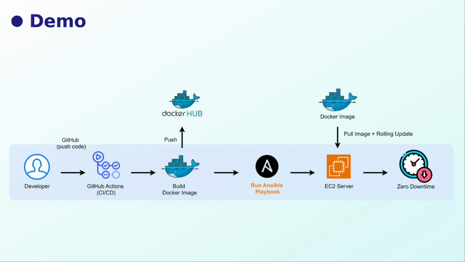While deployment is running, the old version is still serving users. The new version is deployed in parallel. After a few seconds, traffic is switched to the new version. Users do not experience any interruption. This proves the system achieves zero downtime deployment.